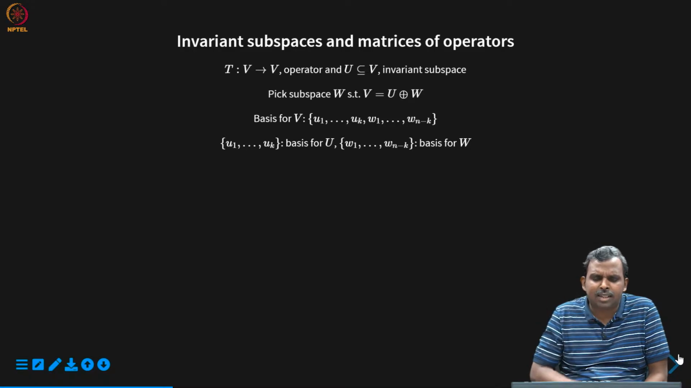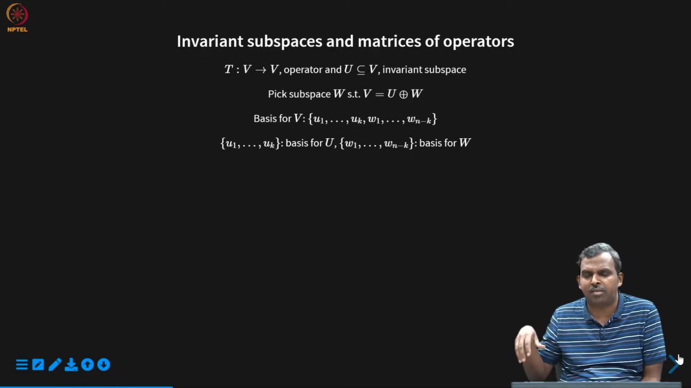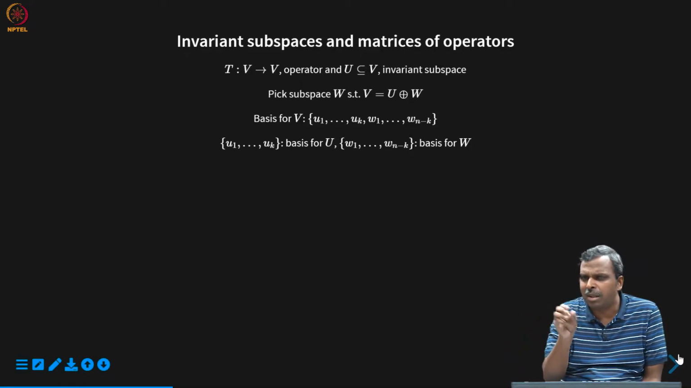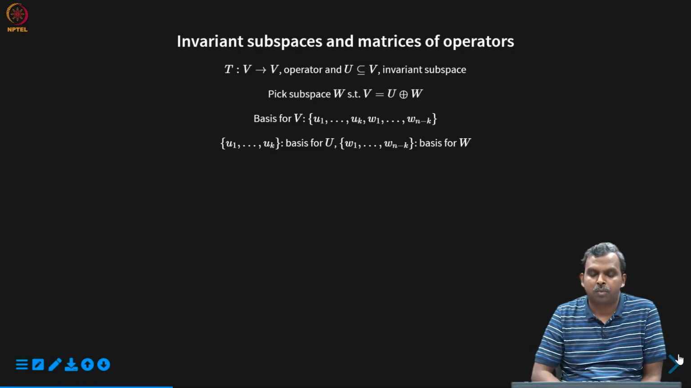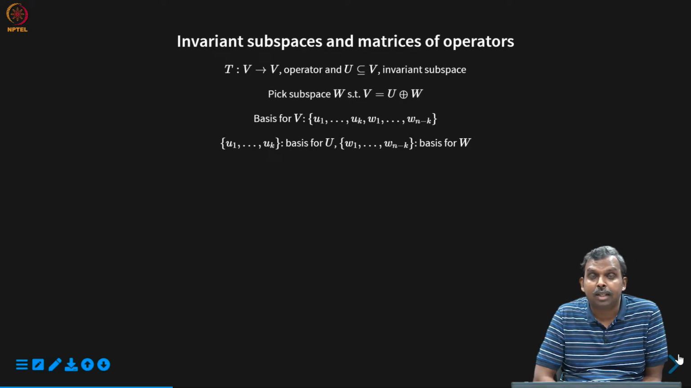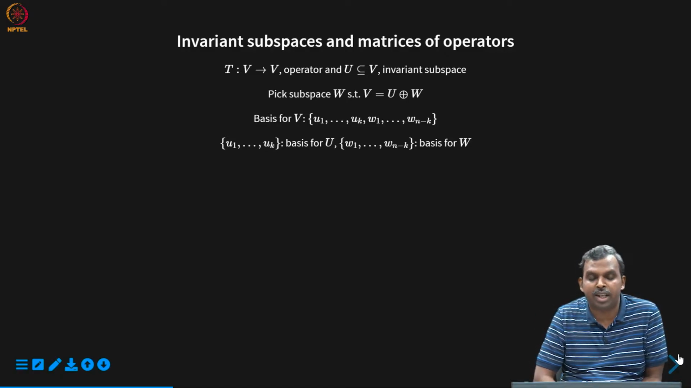So the crucial idea is the connection between invariant subspaces and matrices of operators. How do invariant subspaces affect the matrix of operators? We saw that when there is an entire basis of eigenvectors, the matrix becomes diagonal. But supposing you don't have that, you have just some invariant subspace, then what happens? Here's an example. You have an operator T from V to V, and then there is a subspace U of V that is invariant under T. Of course, when I say invariant subspace, I mean invariant with respect to T.